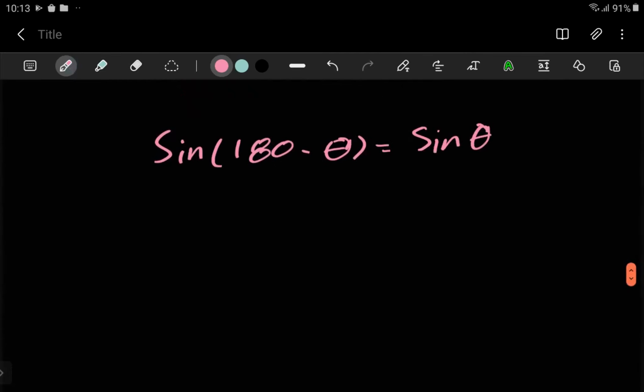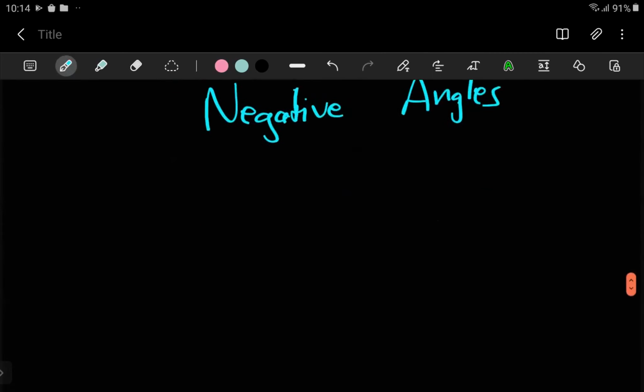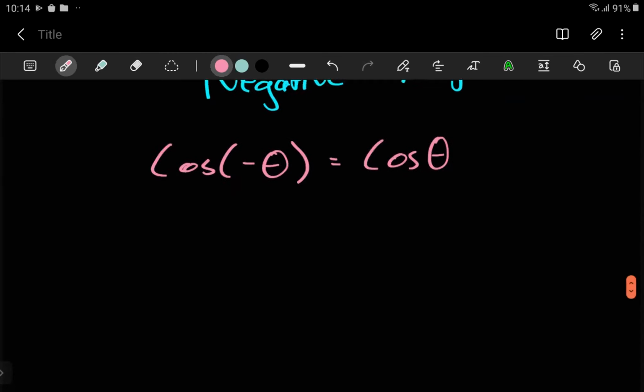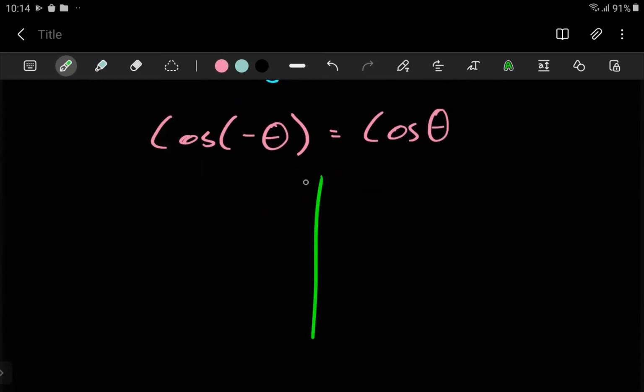In addition to this, you need to now be familiar with negative angles. Negative angles are easy because there's just one exception, and that's cos. Cos with a negative value here is the same as cos with a positive. This is the only one where a minus here is equal to a plus. The reason is that a standard cos graph is symmetrical about the y-axis.